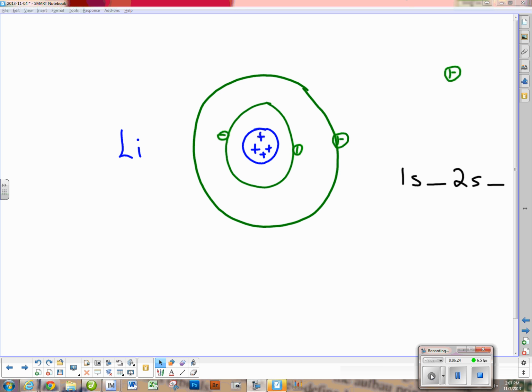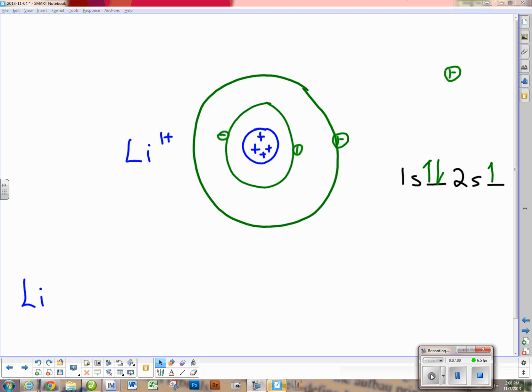So, in lithium, for this particular guy right here, we have 3 electrons. 2 in the 1s, and where's the next one? In the 2s. Okay? So we have 3 electrons. This is lithium, the atom. Now, I'm going to draw lithium, the ion, Li 1+, because he loses electrons, and he loses electrons because he is a metal.